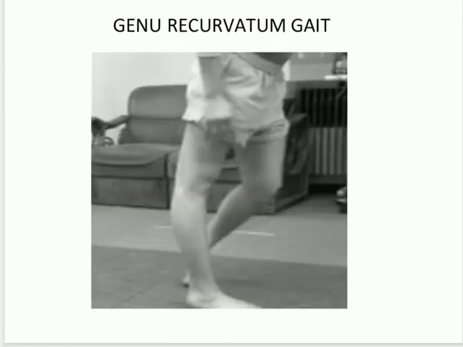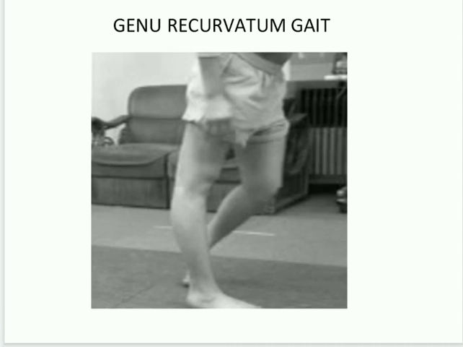Next, genu recurvatum gait. It is also seen in some polio patients. It is due to paralysis of your hamstring muscles. So the knee goes into hyperextension while transferring weight in mid stance. It is seen in polio patients.